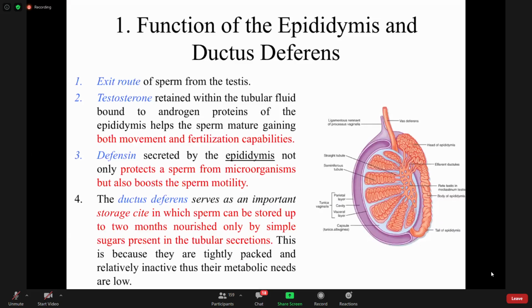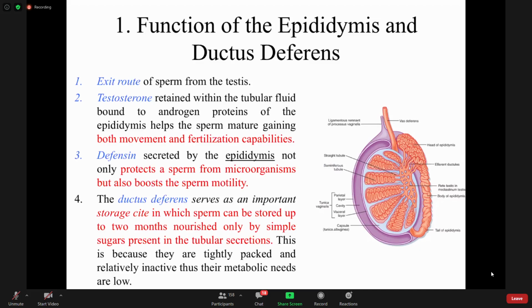It bathes the semen in testosterone before it exits the male reproductive system. In addition to this, it provides a form of defense mechanism through a specific enzyme called defensin. Thus, it not only protects the sperm, but also gives the sperm a motile element. So after it's deposited, this is also one of the factors that need to be in place for the sperm to be motile.